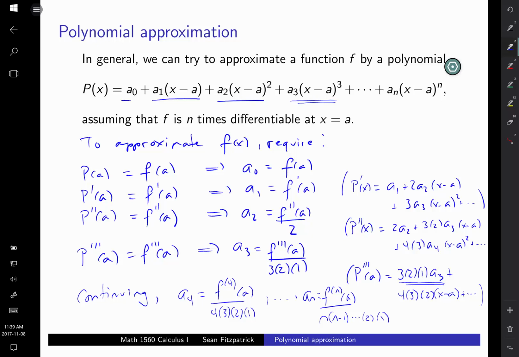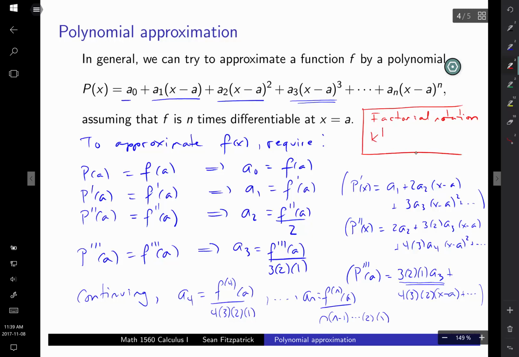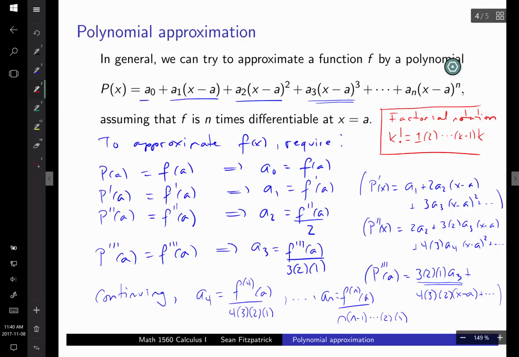And we can clean up this notation a little bit. You've probably encountered this symbol before. Okay, factorial notation. The symbol k with this exclamation mark, you read this as k factorial, represents the product 1 times 2 times 3 all the way up to k. So it's the product of the first k integers.